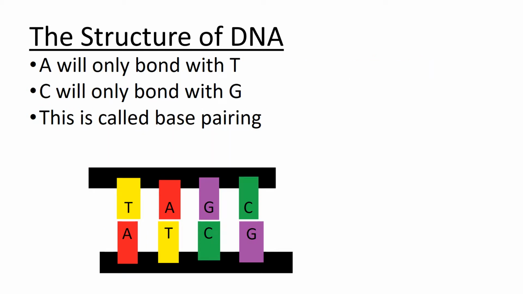Adenine will only bond with thymine. Cytosine will only bond with guanine, and vice versa. Thymine will only bond with adenine. Guanine will only bond with cytosine. We can see this down here: thymine and adenine, guanine and cytosine, and so on. This is called base pairing. The nitrogenous bases are pairing up, and they're very specific about which other nitrogenous bases they will pair with.